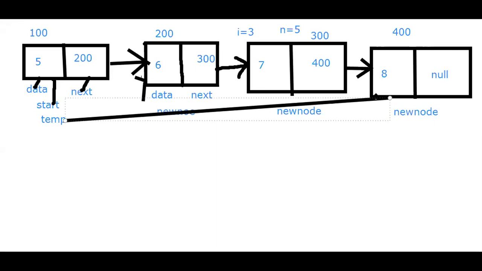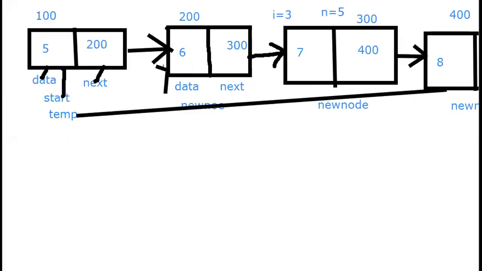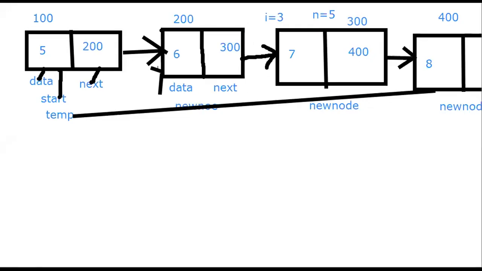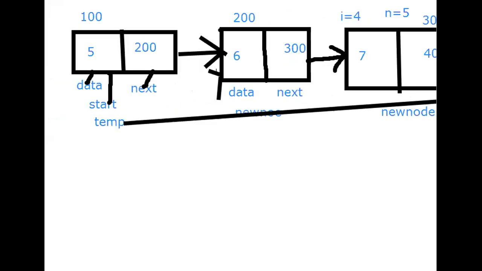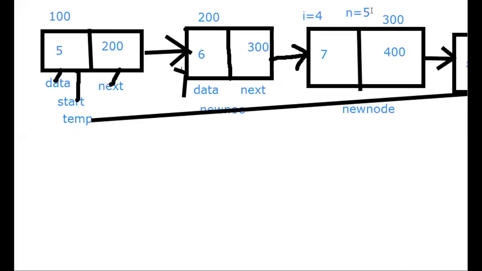Temp point this block. Let's again see. The program is executed again. The i value is 4. The increment of value is i. I value is 4. See this condition. I less than and it is true.